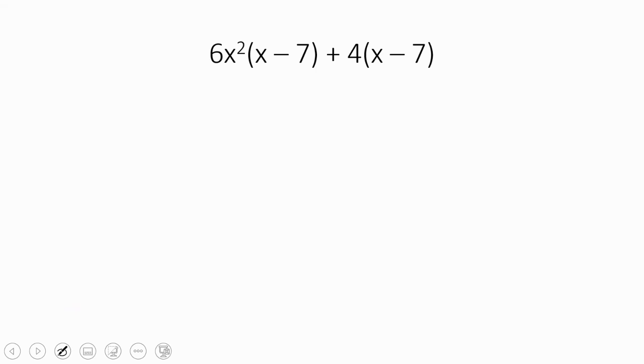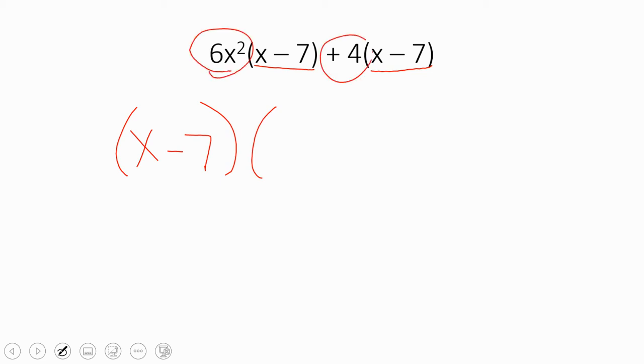All right. I have, I think, 3 or 4. I might have 4 examples to go through. All right, so this one's easy because x minus 7, x minus 7, they're the same. So we're going to put that into our first term, our first factor, sorry. And then our second factor, we're going to use what's outside the parentheses. So we have 6x squared plus 4.